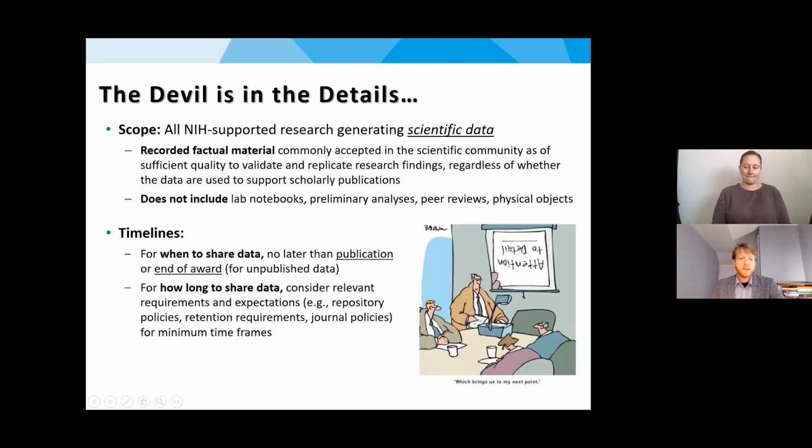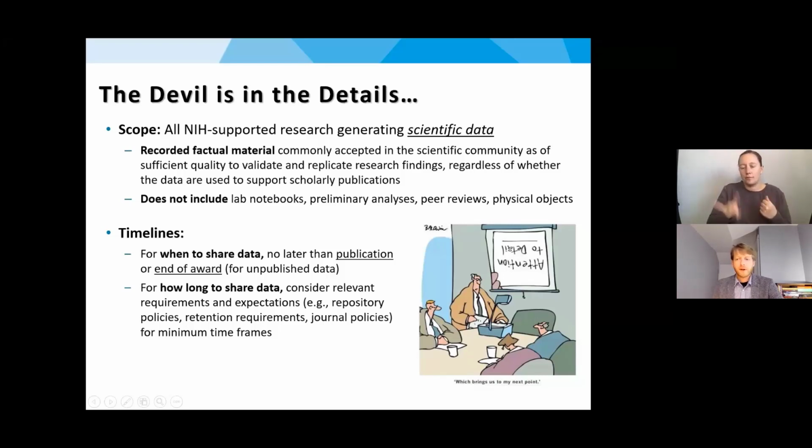There are several other aspects of the policy that I think are important for the community to be aware of. So first, and central to understanding this policy, is that the policy applies to all NIH-supported research that generates scientific data. And scientific data is specifically defined in the policy as being the recorded factual material commonly accepted in the scientific community as being of sufficient quality to validate and replicate the research findings, regardless of whether the data are used to support scholarly publications or not. And I want to emphasize this notion of quality and validation and replication of the research findings.